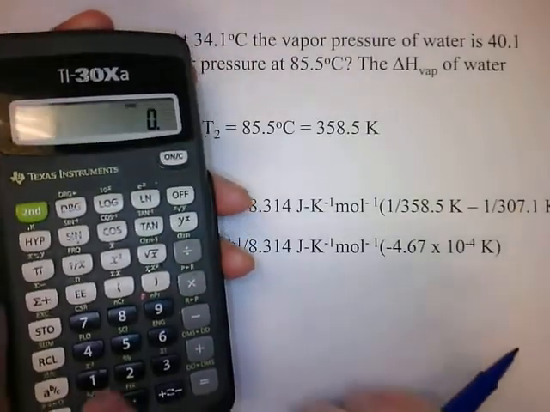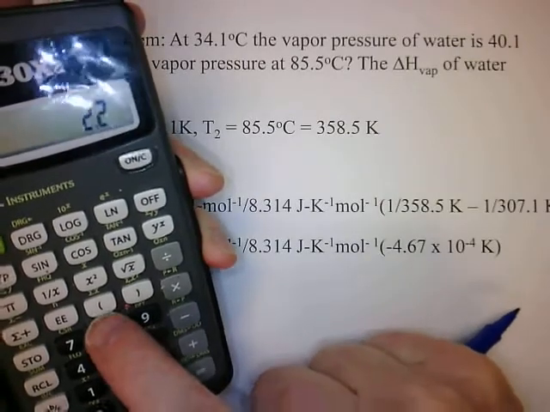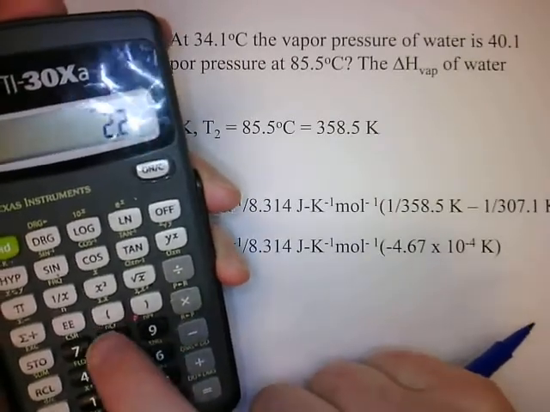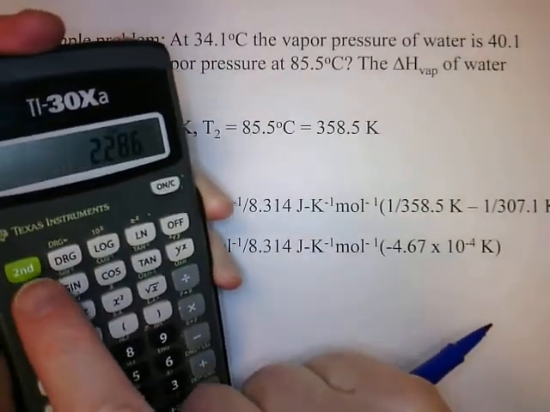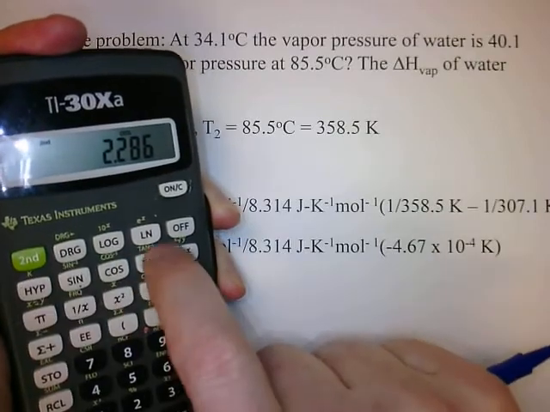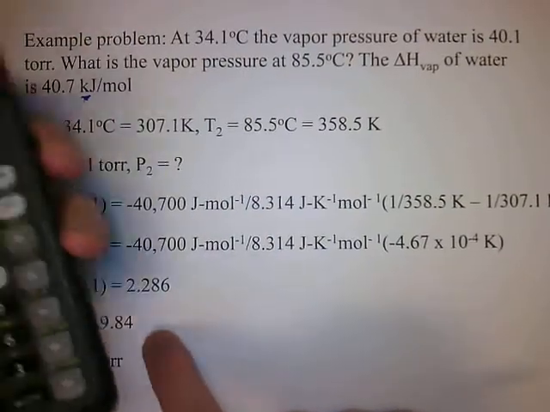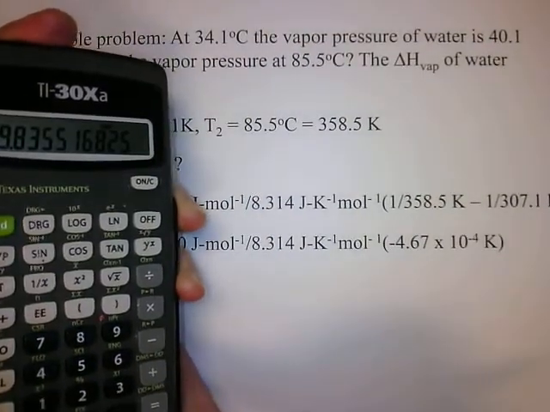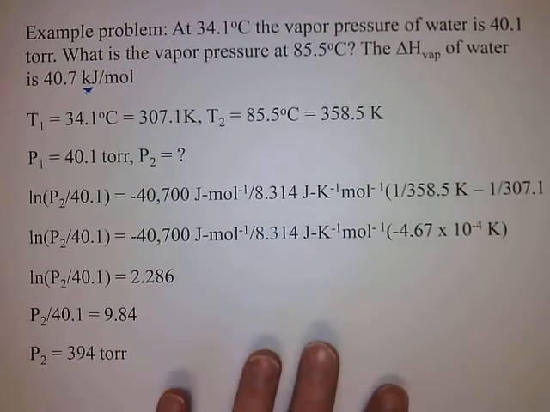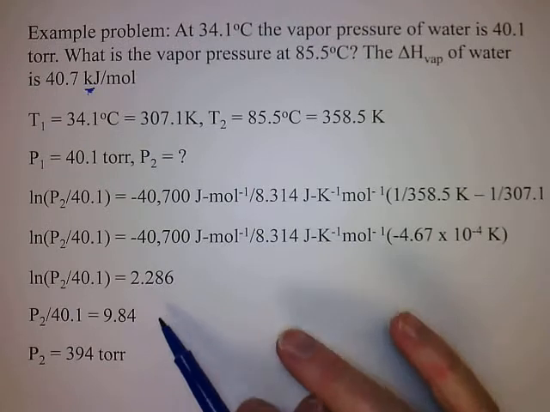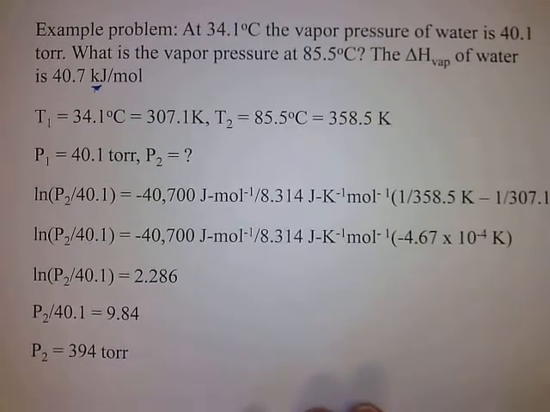So we take 2.286, okay, so we take 2.286 and we take second function, so basically that's inverse natural log, and you get 9.8355. I rounded it up to 9.84, and now it's just a matter of algebra. So 9.84 times 40.1 is 394 torr.